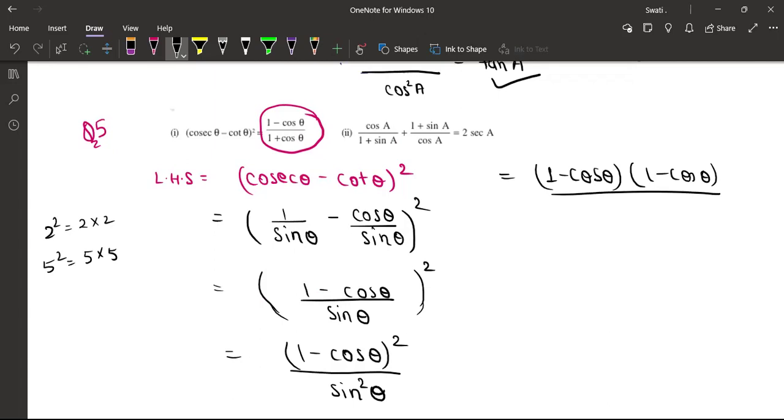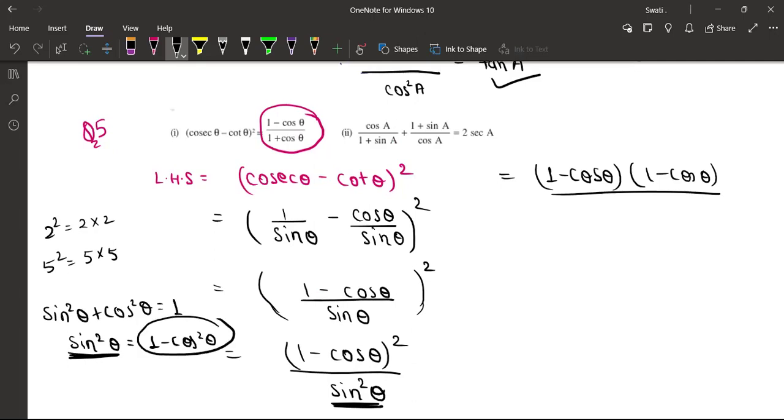Next, in the denominator, we are going to use the first trigonometric identity. And what was that? Sin square theta plus cos square theta was 1. So from here, can you not tell me what sin square theta will be? It will become 1 minus cos square theta. So this sin square theta that we have here, can we not replace it with this formula to make our calculation much easier?